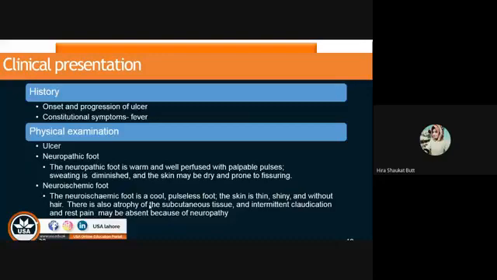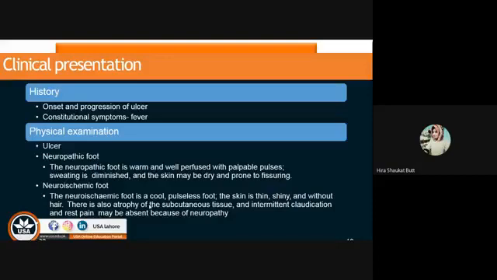So what will be the clinical presentation of the patient? If we talk about the history, obviously, first of all, the systemic disease will be diabetes mellitus. If you take the history, there will be onset and progression of the ulcer. There can be some constitutional symptoms, for example, fever.